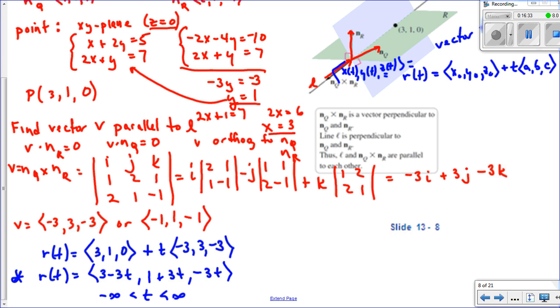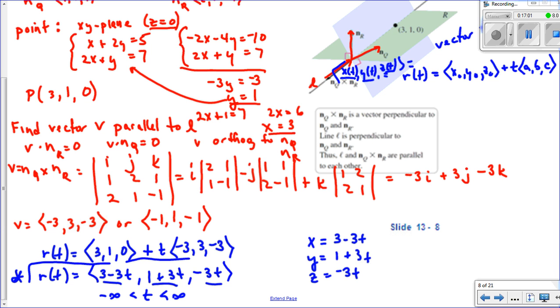Okay, and in parametric form, it would be x equal 3 minus 3t, y equal 1 plus 3t, and z equal minus 3t. So that's just pulling each of these three components out as separate values for the x, the y, and the z. So either of those two forms, this is the parametric form or this is the vector form, vector valued function form.